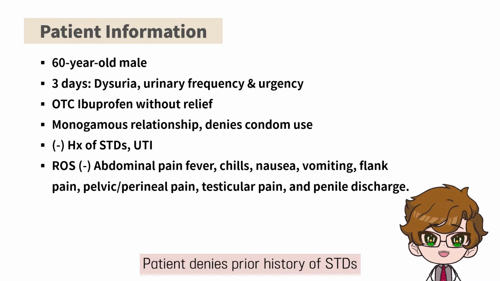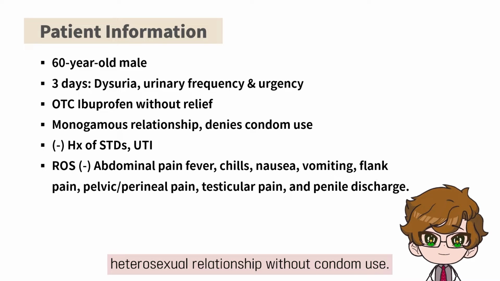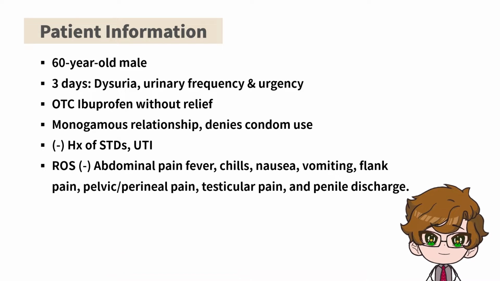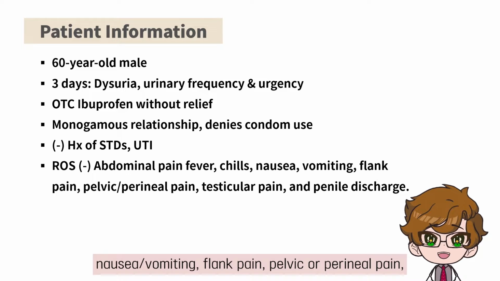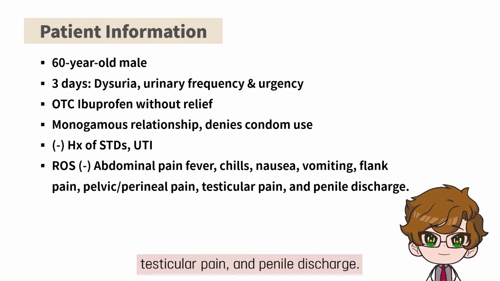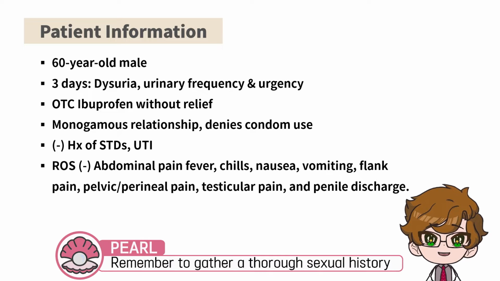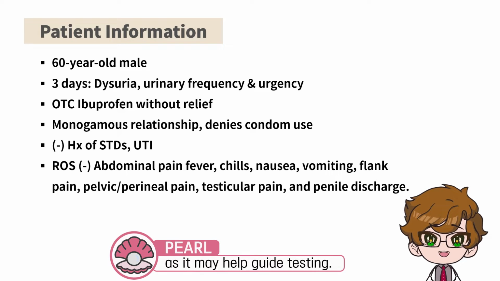Patient denies prior history of STDs and reports being in a monogamous heterosexual relationship without condom use. Patient also denies prior history of a UTI. Patient denies abdominal pain, fever, chills, nausea, vomiting, flank pain, pelvic or perineal pain, testicular pain, and penile discharge. Remember to gather a thorough sexual history as it may help guide testing.